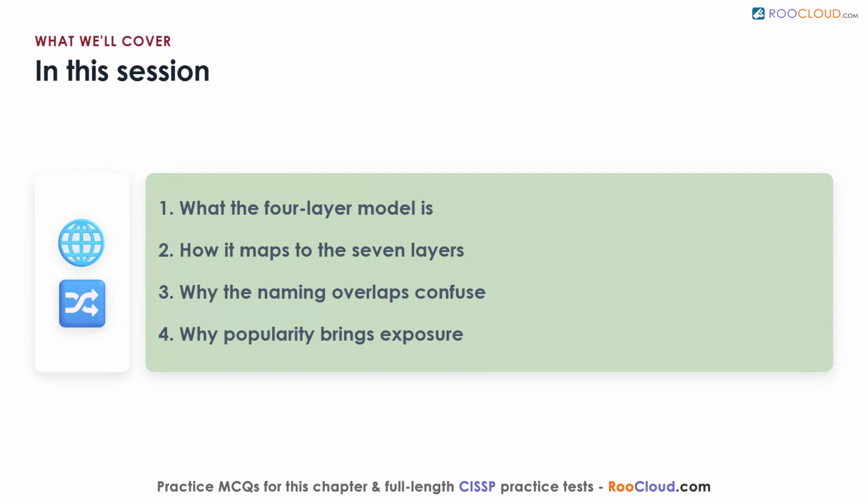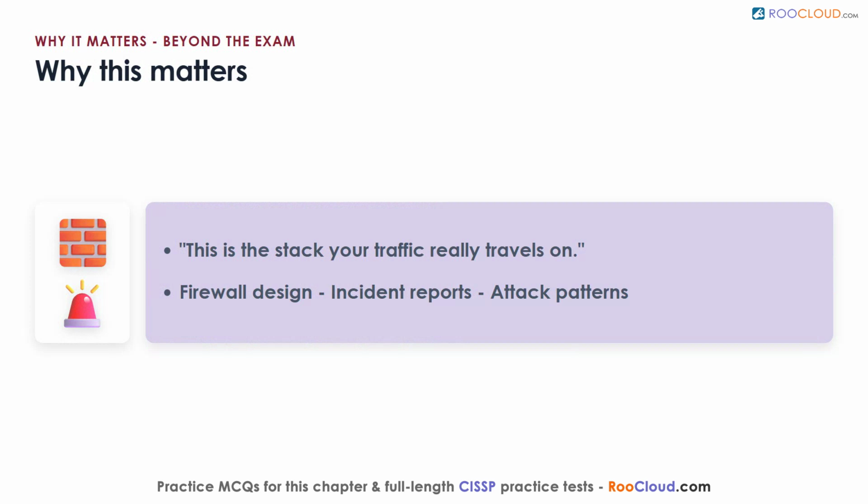We'll answer several questions. What is this 4-layer model, and how does it map to the 7-layer reference model? Why does its naming overlap cause confusion? And why is a protocol suite this popular also so exposed to attack? Why does this matter beyond the exam? Because this is the stack your traffic really travels on, not the idealized one.